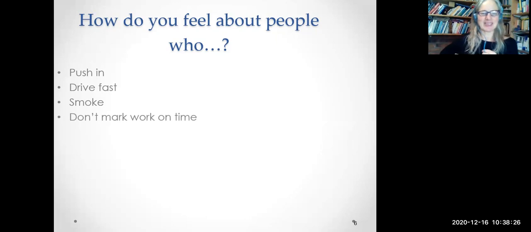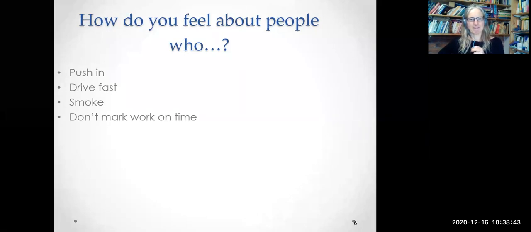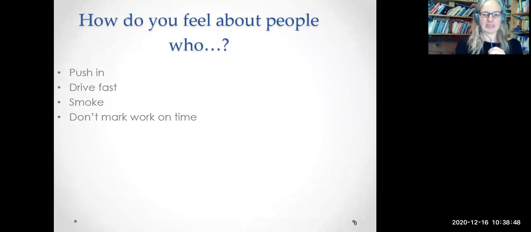And here's one for teachers. How do you feel about teachers who don't mark work on time? Now, obviously, COVID's kind of changed this a bit because we're marking differently. So if you need to, think about teachers who don't mark work full stop, or change the question so it suits you. And again, have a think about why it's there.